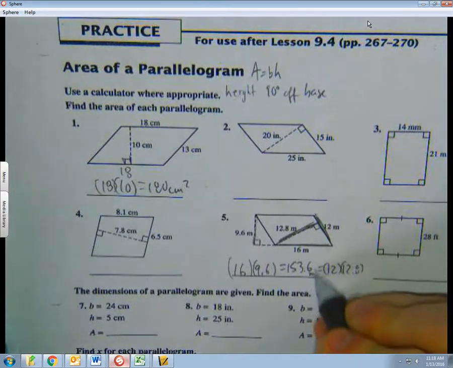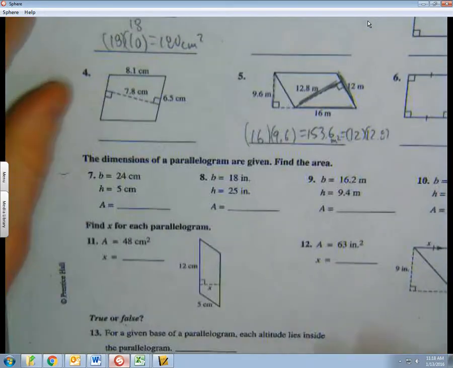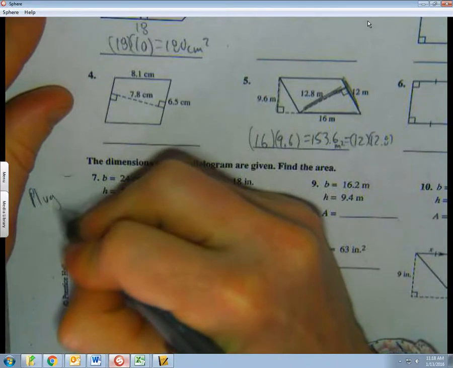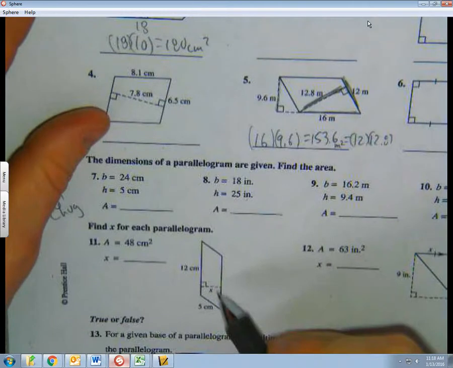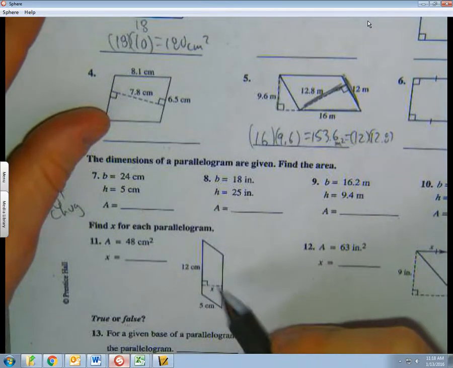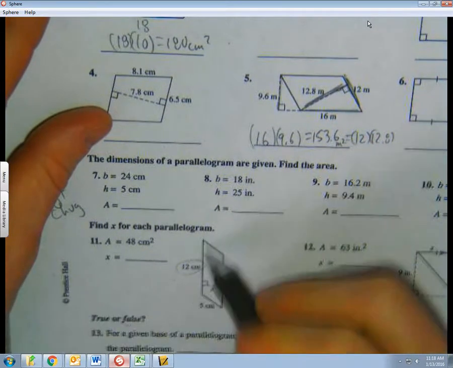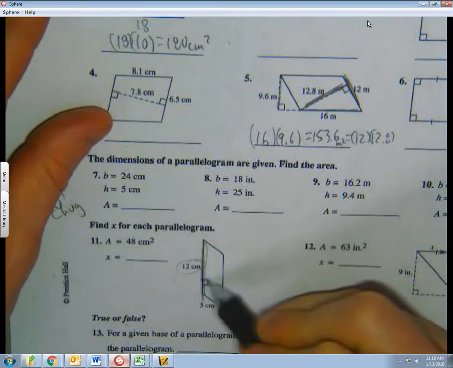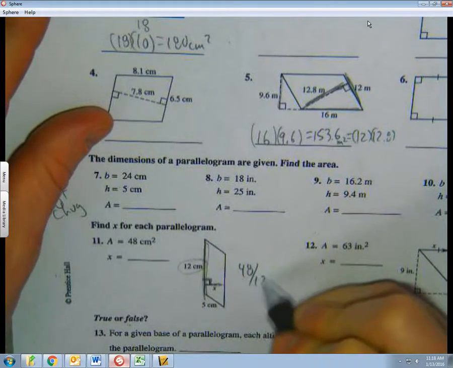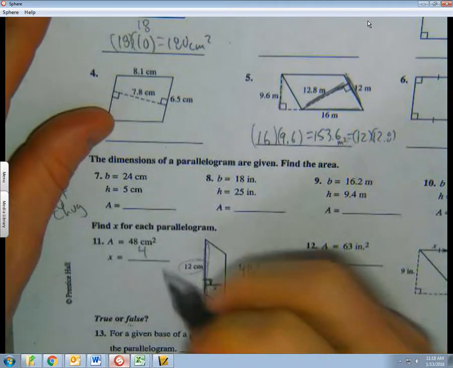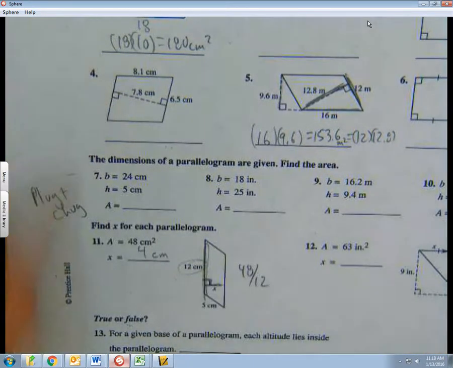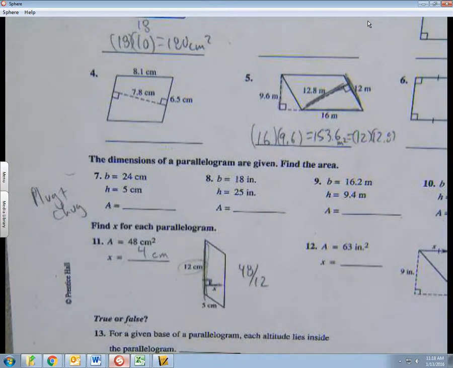Okay, this is just plug and chug. This we're working backwards a little bit. So we've got the area is 48. Remember the base and the height are 90 degrees. So 48 divided by 12 is 4. It's a line, so it's a linear term, so x is 4 centimeters. Okay, that should be enough to get you going right here.